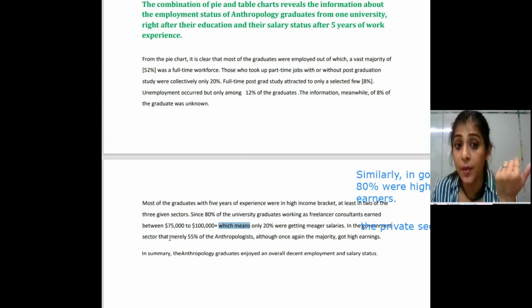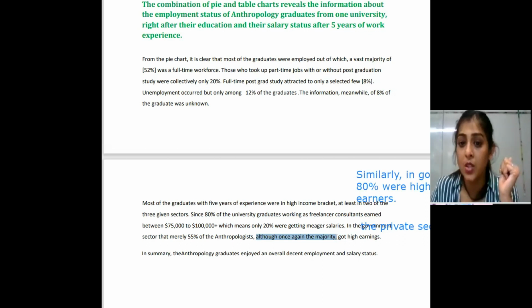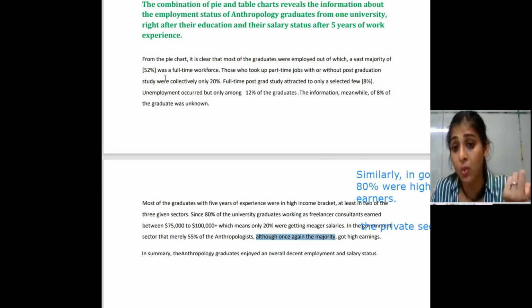And the last sentence, about the private sector: in the private sector, merely 55% of anthropologists got high earnings, although once again the majority, which has been put into the commas, is the complex sentence. Got it? Because this particular part, although once again the majority, cannot stand on its own. So that's the complex sentence. So we have brought the variety. There are simple sentences, then compound sentences, and complex sentences as well.